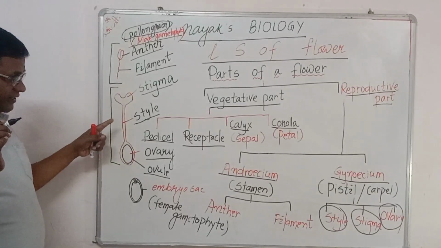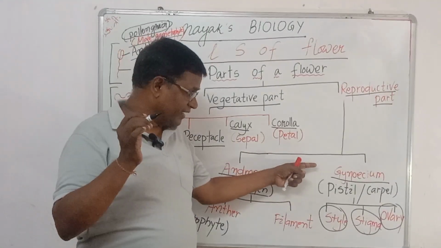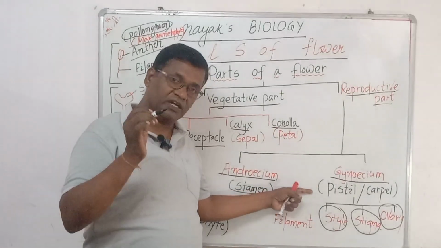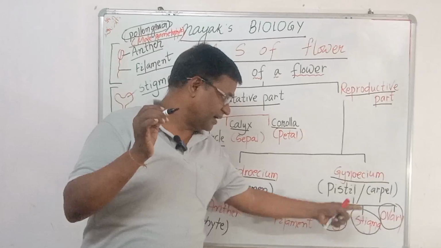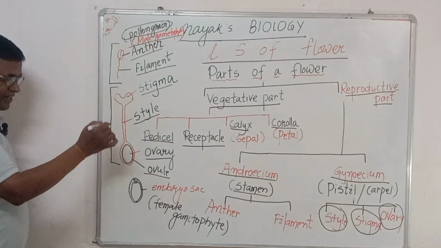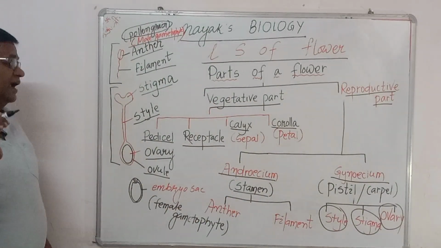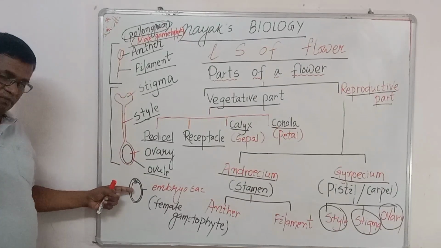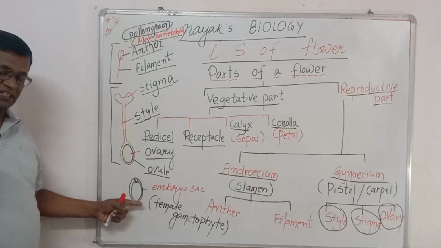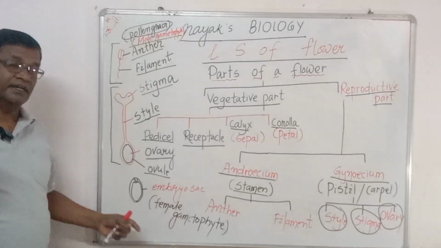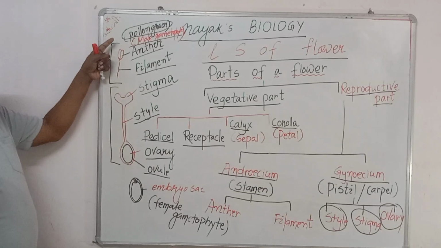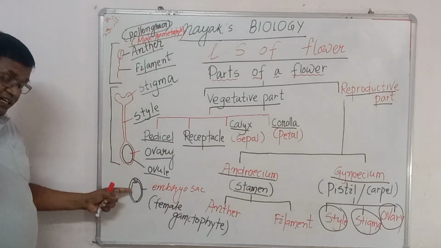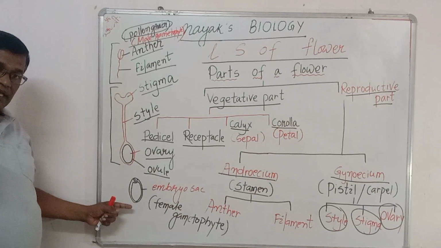Then, are you clear? Once again I am telling you, the gynoecium consists of the pistil and carpel, and this pistil and carpel consist of the style, stigma and ovary. The style, stigma and ovary combined are called the pistil, and this ovary consists of ovules, and the ovule consists of the embryo sac, and this embryo sac is called the female gametophyte. Here what you read: the pollen grain consists of the male gamete, that's why it is called the male gametophyte. The embryo sac contains the female gamete, that is the egg.